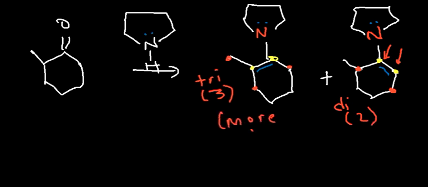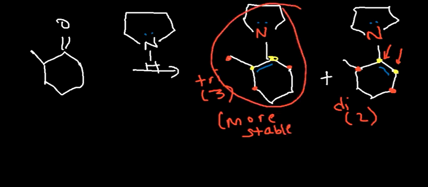Tri-substituted alkenes are more stable than disubstituted alkenes, which means that this is the major product. So this is the one that you want to draw for your answer. Now sometimes you might get this question.